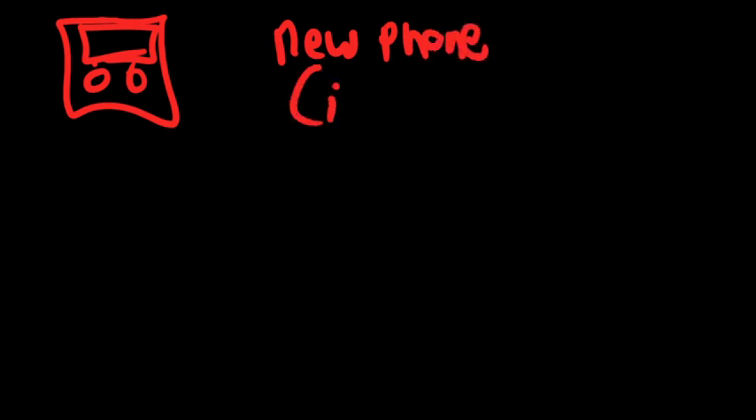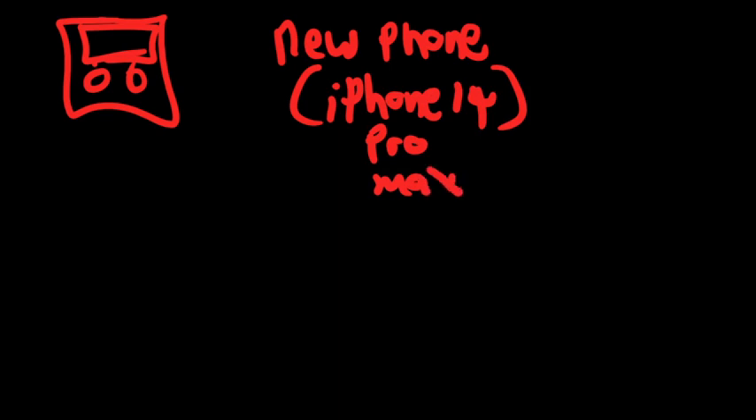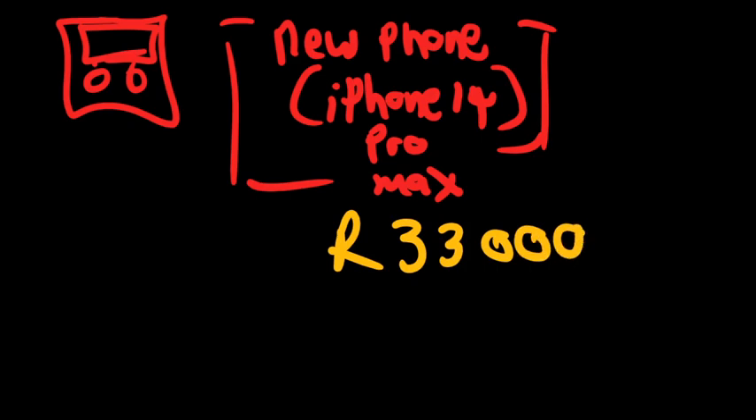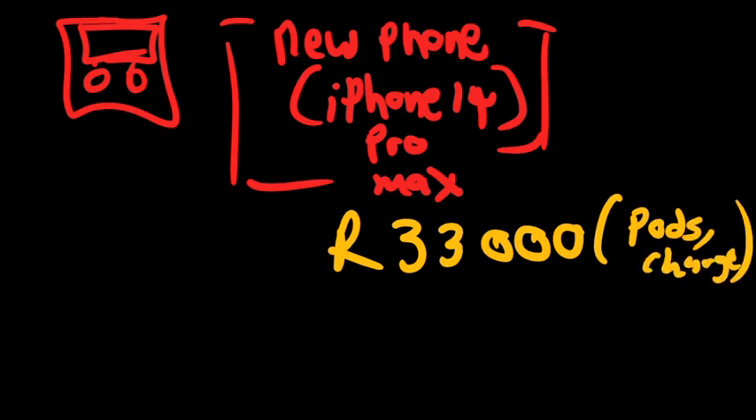The latest iPhone that we have right now is an iPhone what? Is it iPhone 14? Let me guess. So iPhone 14 Pro Max. Say this is the phone that you want, and it costs around 33,000 rands plus. So let's say this includes everything else: your ports, your charger, just everything, right? 33,000 rands is your phone.